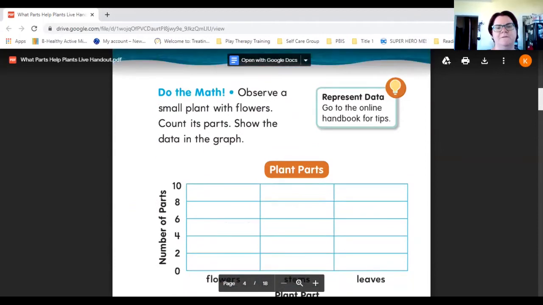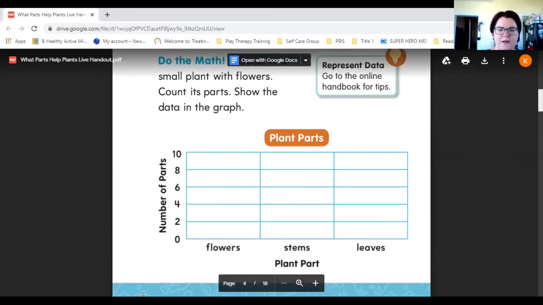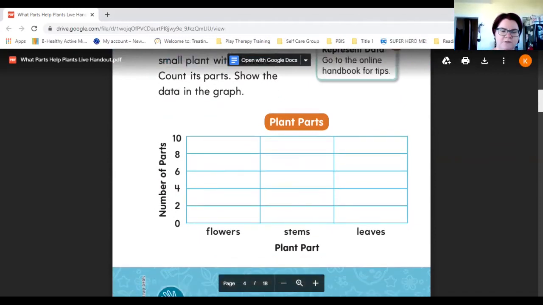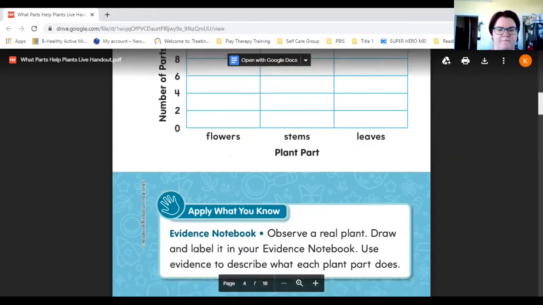All right, time for some math. And it's your turn to go outside and look in your yard. So go outside and find a plant with flowers on it and count its parts. And then put that in the graph here. So let's look and see, when you go outside, how many flowers does your plant have on it? How many stems does your plant have? How many leaves does your plant have?